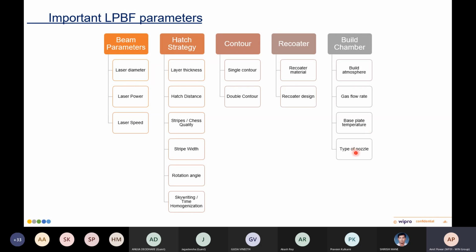So these are some of the important LPBF parameters which we look into when we are developing a material, and also with each and every build we have to set these parameters for the manufacturing.